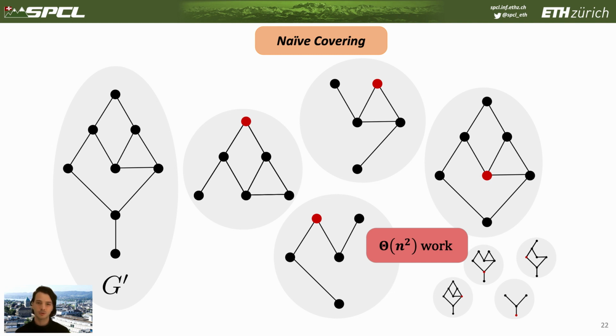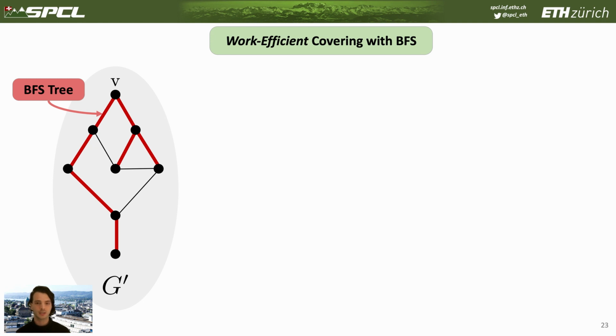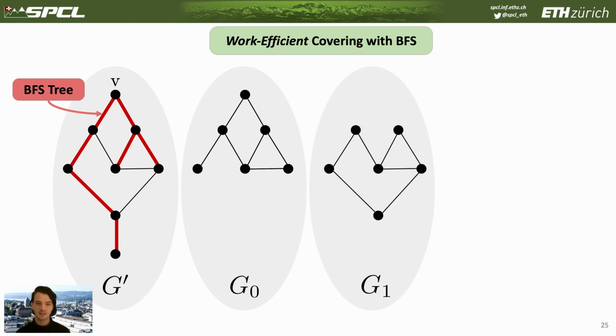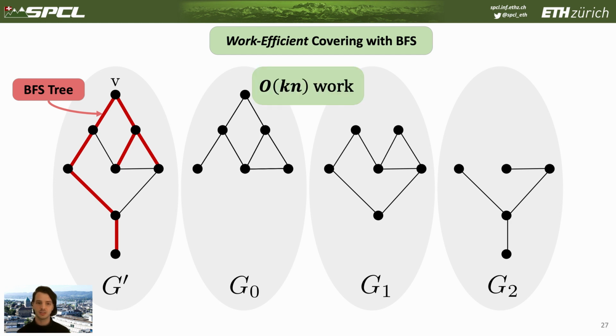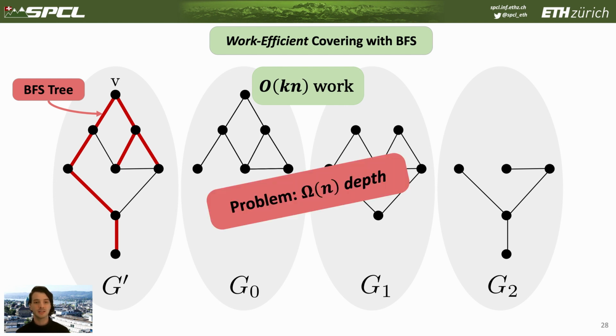The work is therefore quadratic in the number of vertices. To reduce the work, we can construct a breadth-first search tree of the target graph. Then it suffices to consider the subgraphs induced by k consecutive layers in the tree. The work is now only big O of k times n. However, the depth is now linear in the number of vertices.